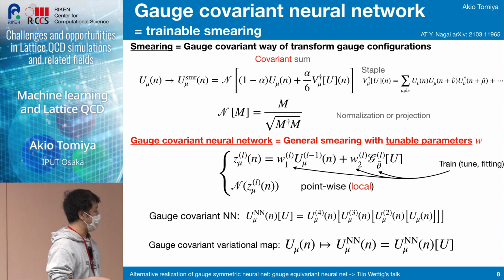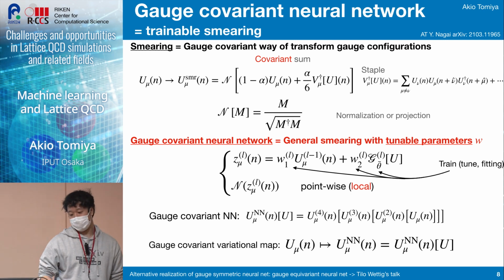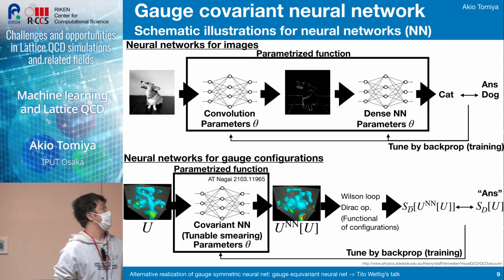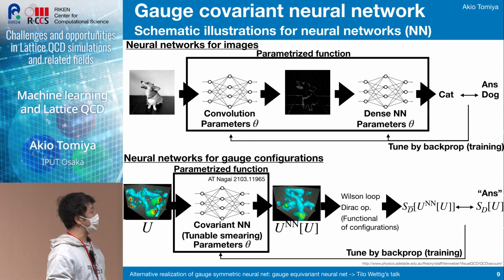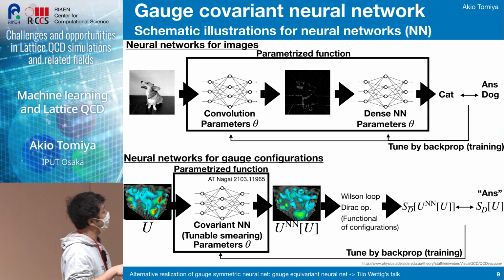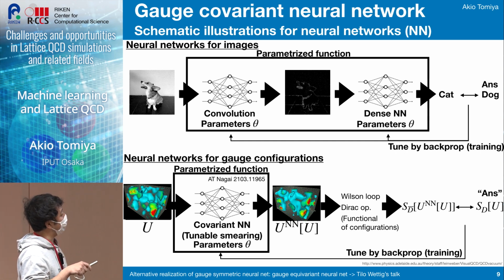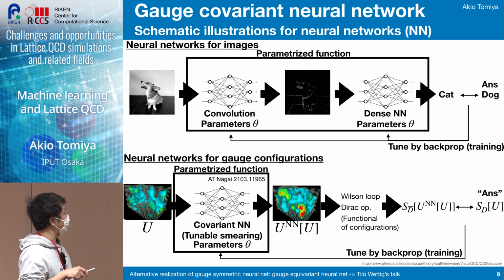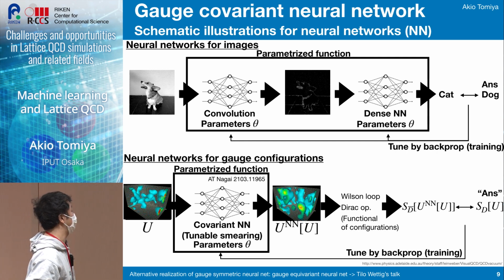We also have an alternative realization of the gauge symmetric neural network, the so-called gauge equivariant neural network. That should appear in the next talk, I think. And this is a comparison between the conventional neural network and the gauge covariant neural network. The input is an image that is processed through a convolutional layer, and we get a distorted or extracted image that is fed into the dense neural network. Then the output is some kind of label, compared to the answer, and we feed back the difference and update these parameters.